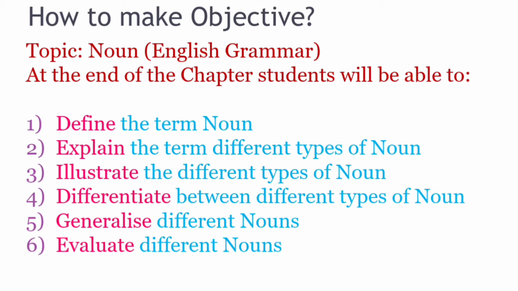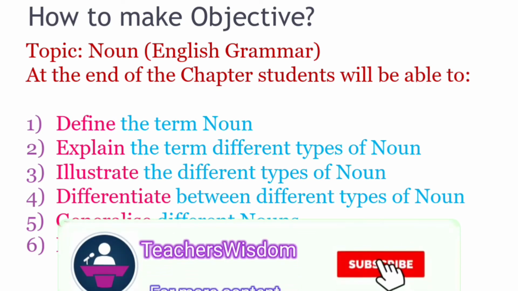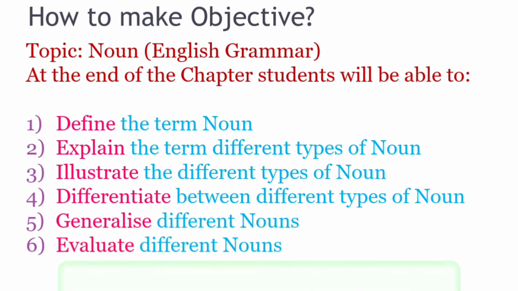First is define the term noun. Here the student is connecting the previous knowledge with the new knowledge. So here the child is not getting deeper knowledge, he is getting only specific knowledge. You can use any action verb, like I have used define, so you can use state, write, name or recall, or you can list, recognize, reproduce. So my first objective, which is related to knowledge, is define the term noun.